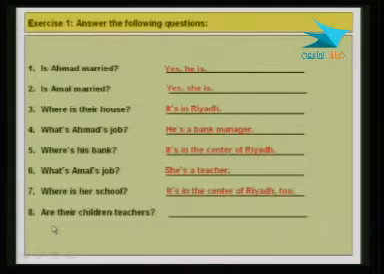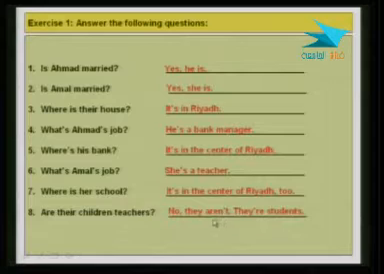And the last question is, are their children teachers? And the question is about plural. Children, right? Of course, more than one. So we use are. Are their children teachers? And the answer, of course, is no, they aren't. They're students. They aren't, and aren't here is are not. That's the contraction. They're students.